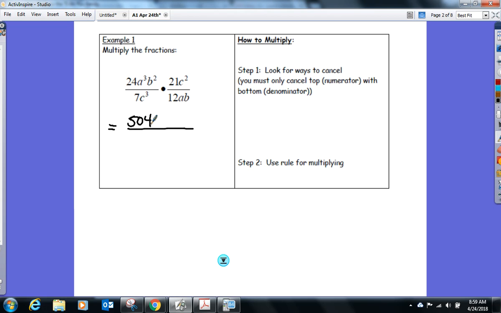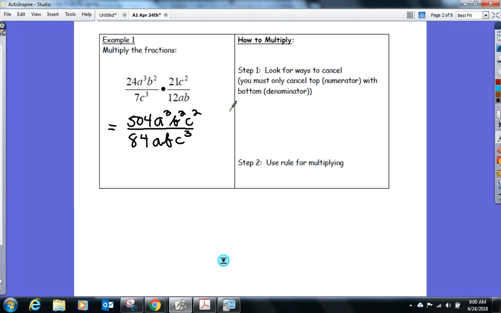A cubed, B squared, C squared. Is there any of these I can multiply together? Nope, they're all different variables, so I'm just going to write A cubed, B squared, C squared. Do the same thing for the denominators, please. 7 times 12, 84. Any of these variables I can multiply and combine? Nope. If you want to write it in order, you can. I don't care. If you want to write A, B, C, that's fine. So A, B, C to the third.